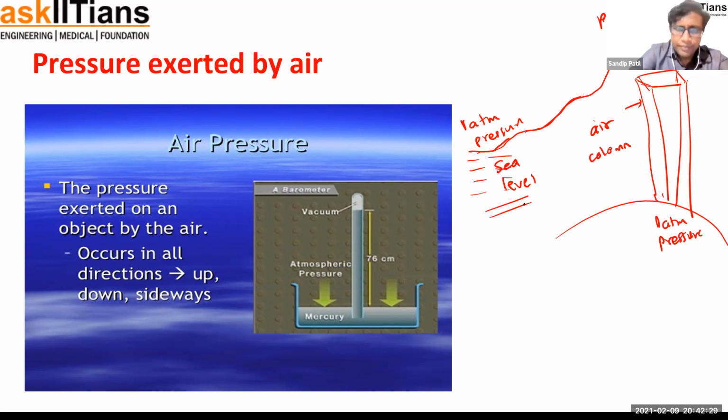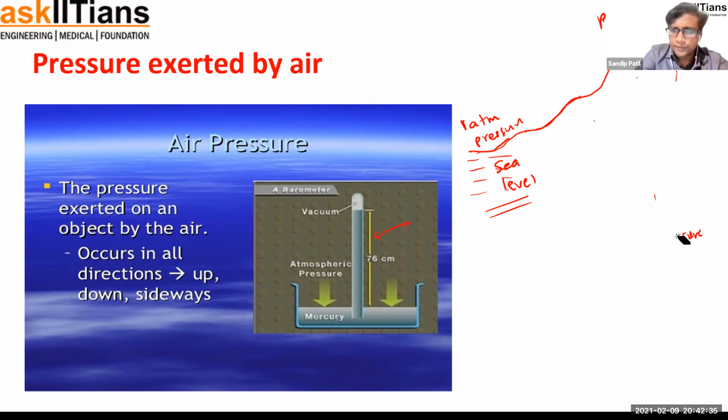Another thing: how to measure this pressure at sea level. For that we use the mercury barometer like this. So there is a container and mercury is kept in that, and one tube, like a test tube, but it needs to be at least 1 meter in height. Take this instrument here, and you will observe that the mercury rises here.